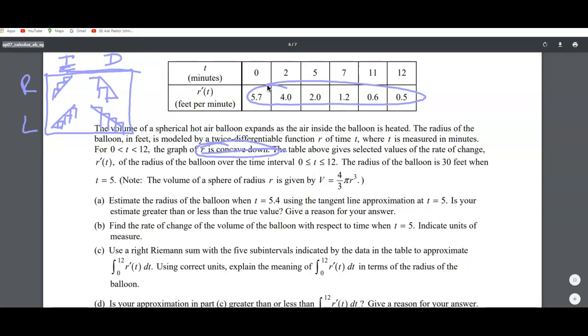You see the numbers are going down: 5.7, 4, 2, 1.2, 0.6, 0.5. So it's decreasing, and we're doing a right-hand sum. That means our answer must be an underestimate. Our rectangles would be below the curve. So the answer is it's an underestimate, but you've got to make sure you write it correctly.